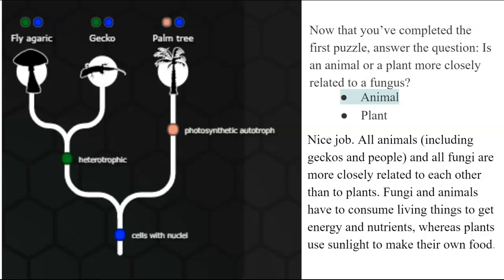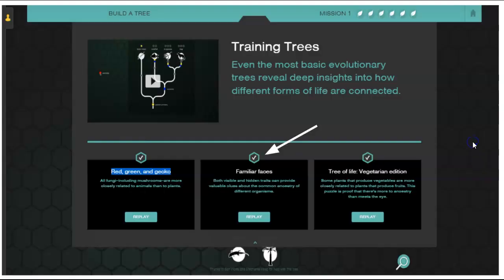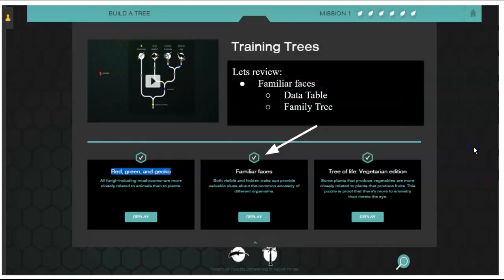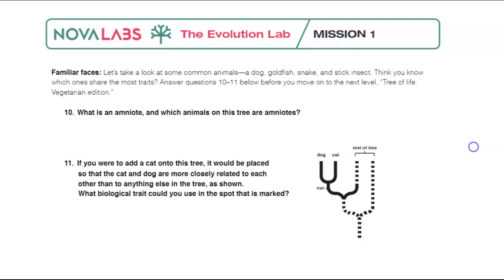Animals, including geckos and people, and all fungi are more closely related to each other than to plants. Fungi and animals have to consume living things to get energy and nutrients, whereas plants use sunlight to make their own food, hence autotroph. Let's go ahead and review familiar faces, the data table and family tree.